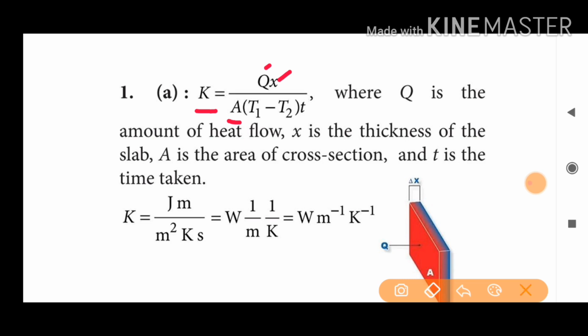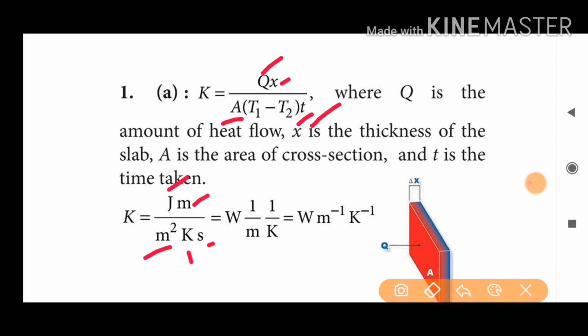Now the question is, what is the unit of thermal conductivity? So you have the equation, and now you have to find the units. What is the unit of Q? Unit of Q is joule. X is nothing but distance or thickness, so the unit is meter. A is area, so unit is meter square, and T1 minus T2 is the temperature difference, so the unit is Kelvin, and unit for time is second.